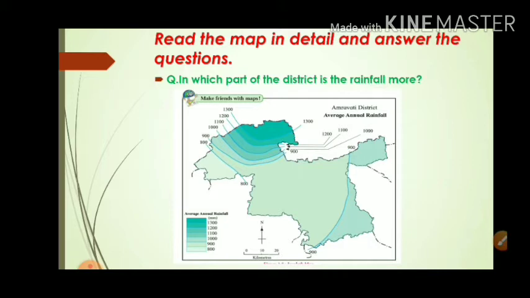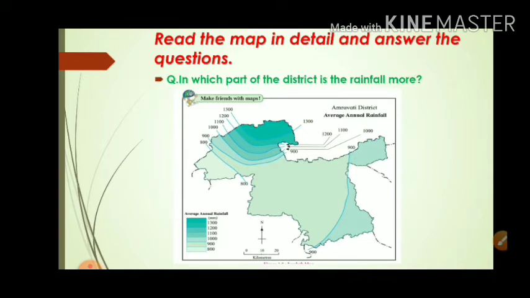Here is one map of Amravati district. With the help of this map, rainfall distribution is given with the help of isolines. When we see this map in detail, we can see this map is colored blue, and we can see one index is also there and one direction index is also given in this map. Actually, on the basis of this map, there are some questions.